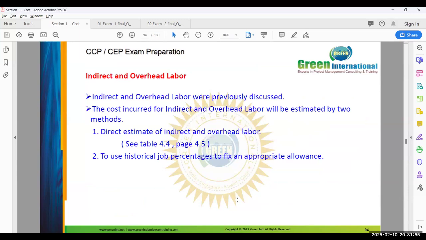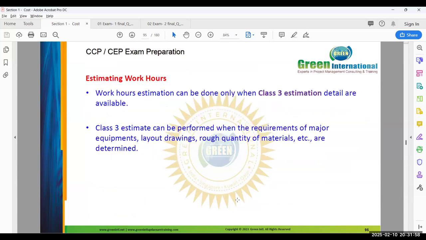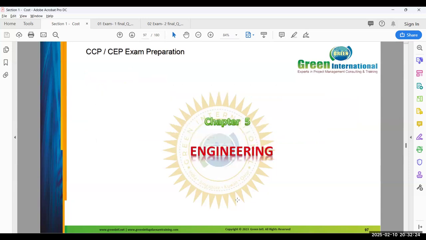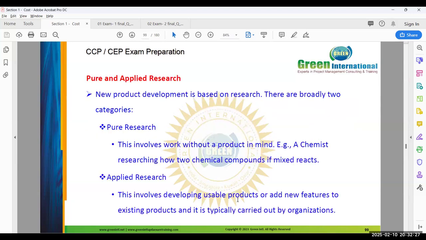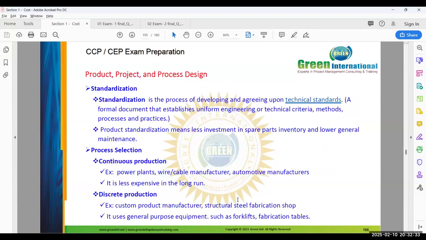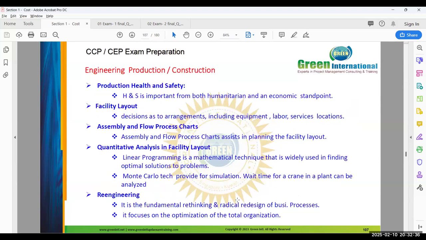Indirect and overhead labors. So worker estimation can be done only on the class 3 estimation detail. In estimation there are 5 classes, and you will take that one in the estimation topic. Class 3 estimation can be performed when the major equipment layout drawing and rough quantity material are available. I'll take it while covering the estimation topic. So engineering, all this theory, you just go through it. It's just for understanding purposes.